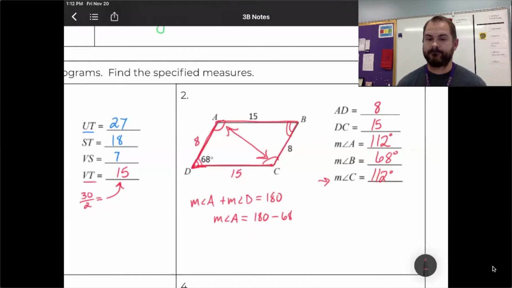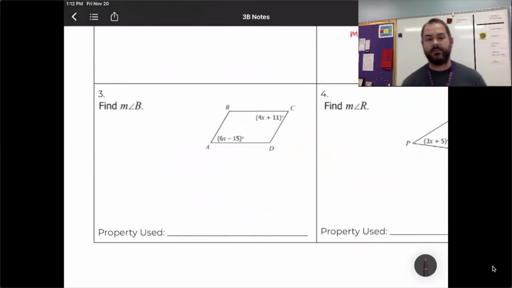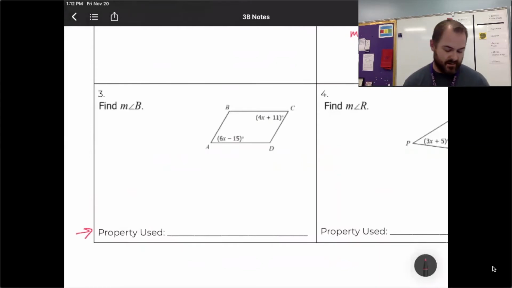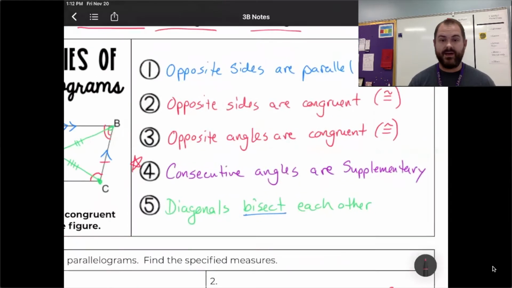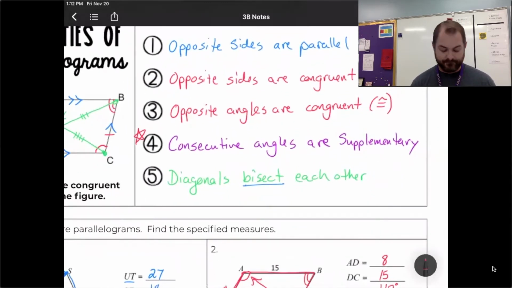Okay? Let's keep going. Now, as we continue working through these examples, sometimes I ask for a lot of information, other times I ask for just one piece of information, and it might involve setting up an equation. So anytime I give you a blank here where it says property used, I'm wanting you to write down the property of that shape that we are using, the property of parallelograms in this case.